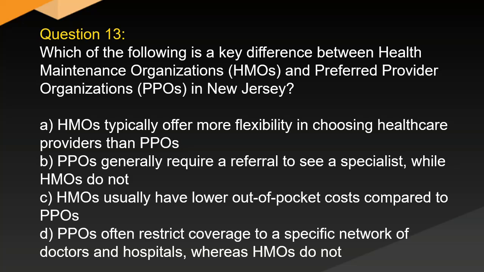Question 13. Which of the following is a key difference between health maintenance organizations, HMOs, and preferred provider organizations, PPOs, in New Jersey? A. HMOs typically offer more flexibility in choosing healthcare providers than PPOs. B. PPOs generally require a referral to see a specialist, while HMOs do not. C. HMOs usually have lower out-of-pocket costs compared to PPOs. D. PPOs often restrict coverage to a specific network of doctors and hospitals, whereas HMOs do not.